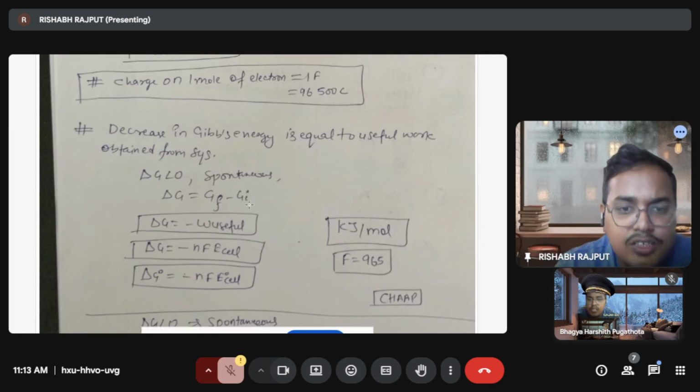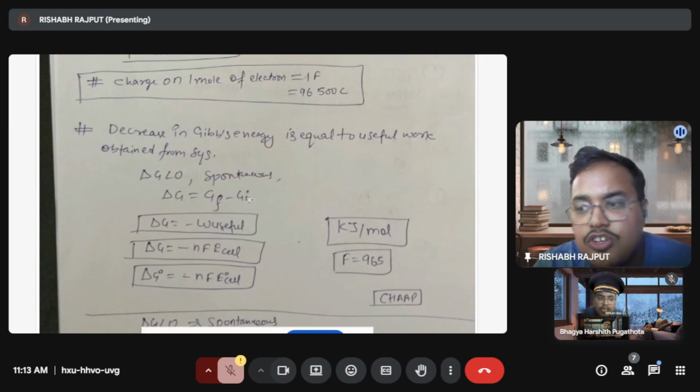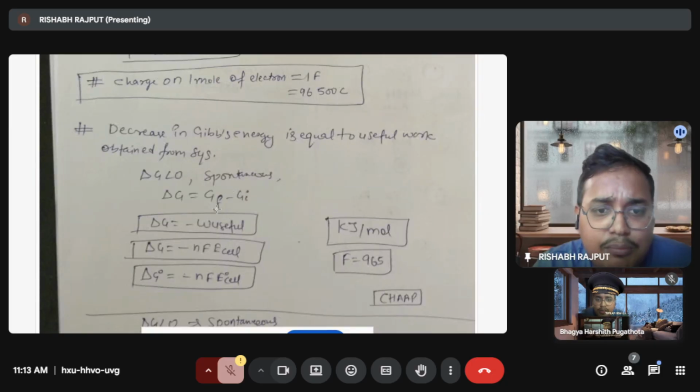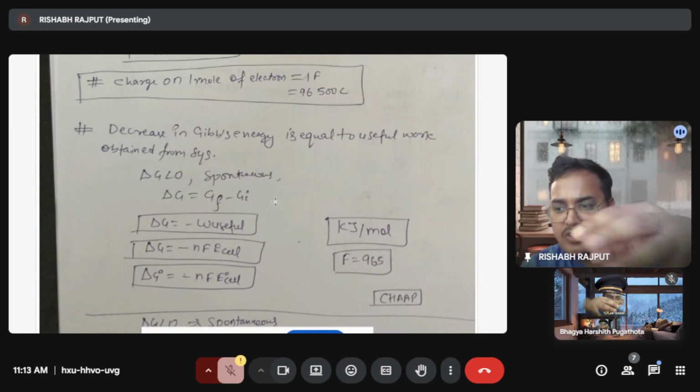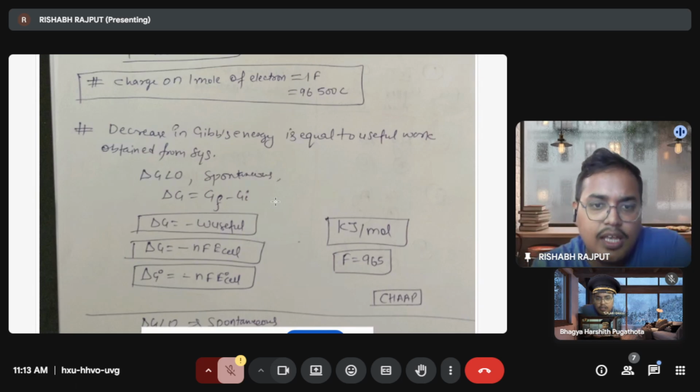So delta G, we can write as G final minus G initial. G final means the final G value, and G initial means the initial value of G. We know delta G is negative, so if I take this difference it will come out negative. Why? Because delta G is negative for a spontaneous process. And in electrochemistry, all processes are spontaneous. That is why you are now using it as a battery. So that is why we know that it is a negative value.